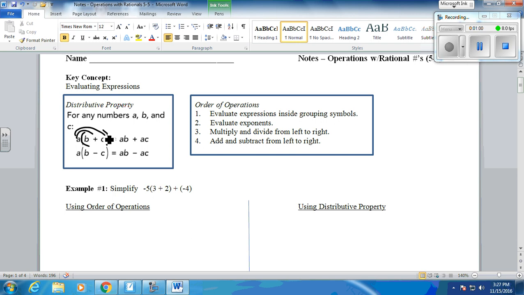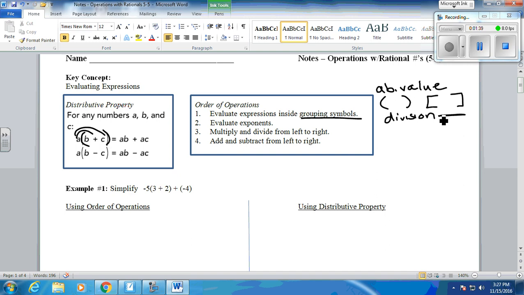We have our order of operations that state evaluate expressions inside grouping symbols. And our grouping symbols can be absolute value signs, parentheses, brackets, or even the division bar. The division bar is also considered a grouping symbol. So you have to make sure you evaluate the expressions inside the grouping symbols first, then evaluate the exponents. Multiply and divide from left to right, meaning if division comes first, you do the division before the multiplication, and add and subtract from left to right.